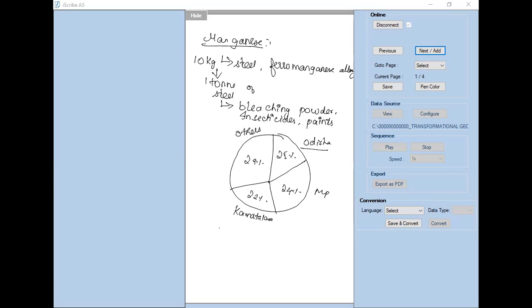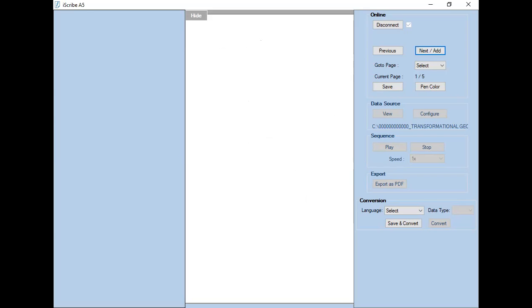Actually this state-based distribution is as per the year 2009-10. But in the year 2000-2001, Odisha alone accounted for 1/3 of the country's total production. That means it is more than 25 percent. But right now we are expanding manganese ore extraction to more states. Clear? Shall I go to the next page? Yes, sir.